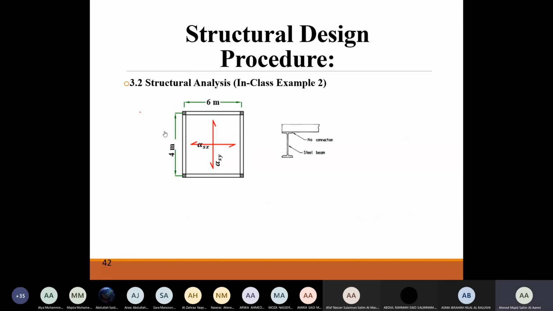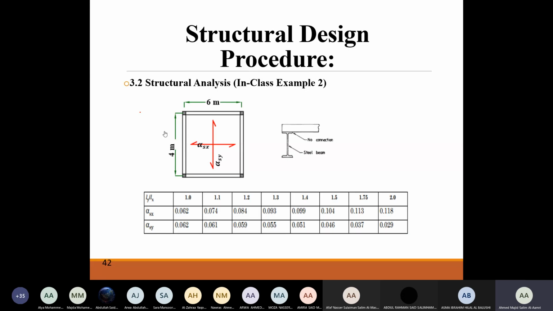Now going for this particular problem, is this one a two-way slab or a one-way slab? According to you, is this one a two-way slab or a one-way slab? Two-way slab. Okay, two-way slab. Keep in your mind, if the dimensions are close to each other, it's a two-way slab. But they have given me here one thing to be taken into account.